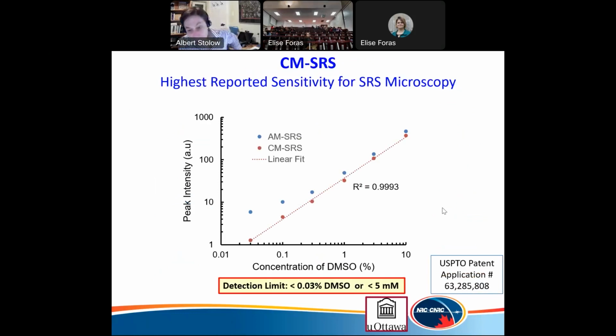In fact, this is now the Guinness Book of Records for sensitivity in SRS microscopy. This is a logarithmic plot showing the signal as a function of concentration in a log-log plot. You can see that the amplitude modulation and the chirp modulation both look linear at high concentrations, but as I go lower and lower, you can see that the amplitude modulation, the blue dots, deviate. Why? Because they start to contain more and more contributions from this non-Raman background. But the chirp modulation does not have this non-Raman background, and so I can follow it all the way down to the lowest concentration. And this has now been patented, and we hope that this will become commercially available to microscopists.